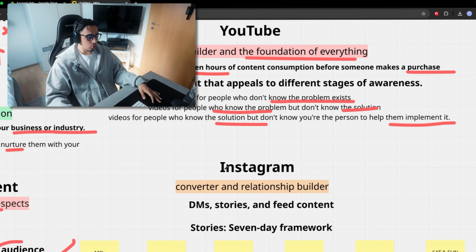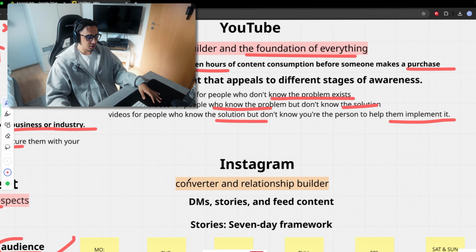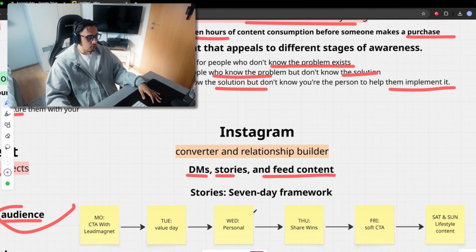And then Instagram is our converter and relationship builder. Instagram is still a big part in the client acquisition system, don't get me wrong, but it only serves as the converter. So the Instagram strategy revolves around DMs, stories, and feed content, for example, reels and carousels. For the stories, you want to have a 7-day framework.